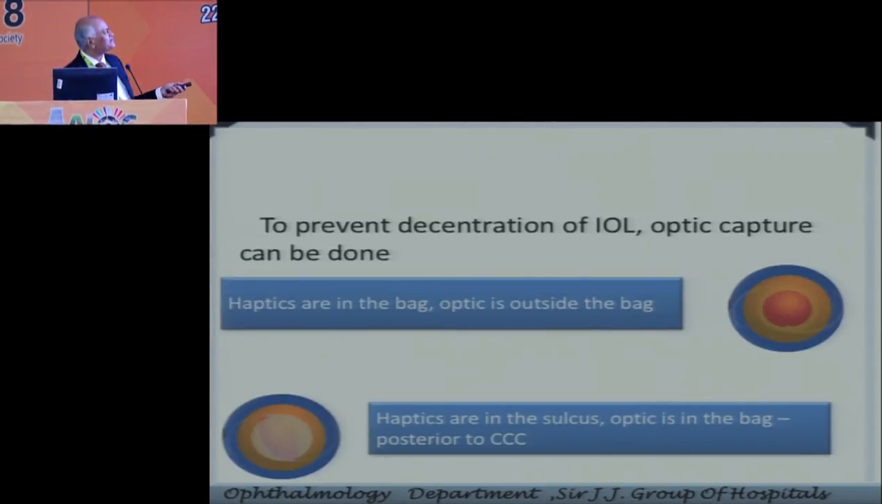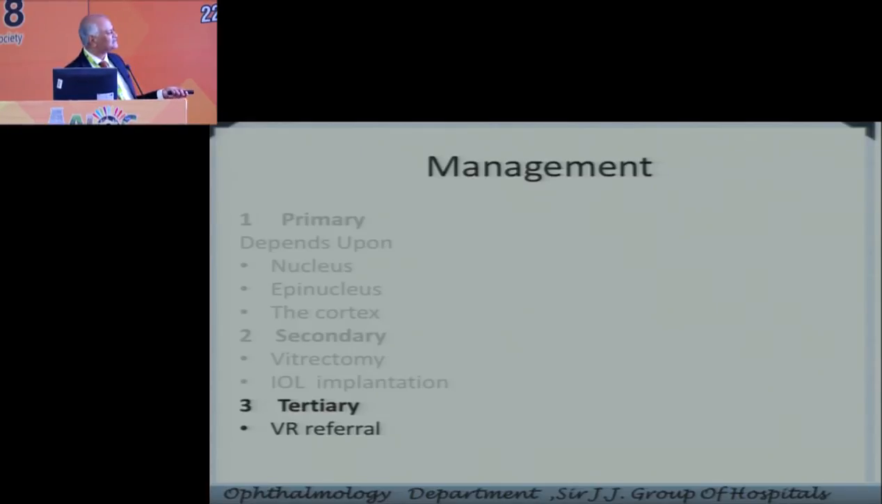Now to prevent decentration of the IOL, optic capture can be done. The haptics are in the bag and the optic is outside the bag. So you can keep the haptics in the bag and the optic outside the bag, or you can have the haptics in the sulcus and the optic in the bag, that is, behind the posterior CCC. That is called lens capture. So you can also do that whenever you are doing such a lens. Now the tertiary management, that is a VR referral.